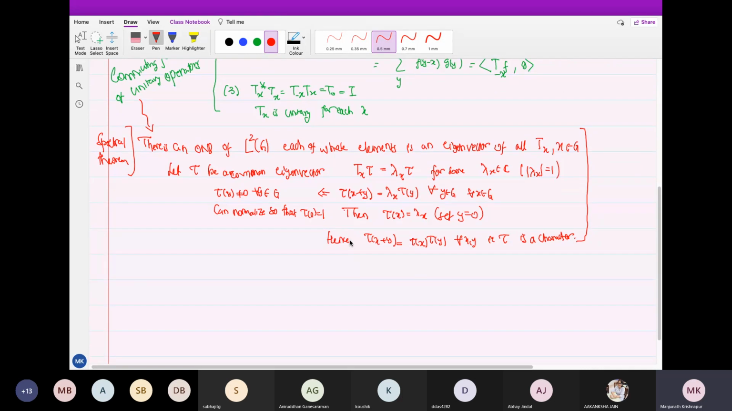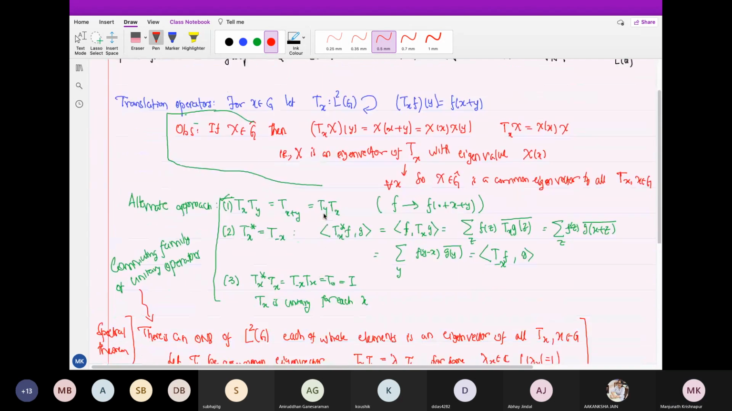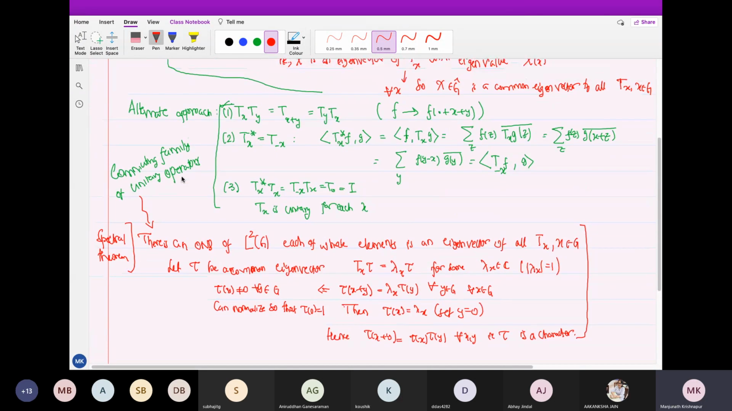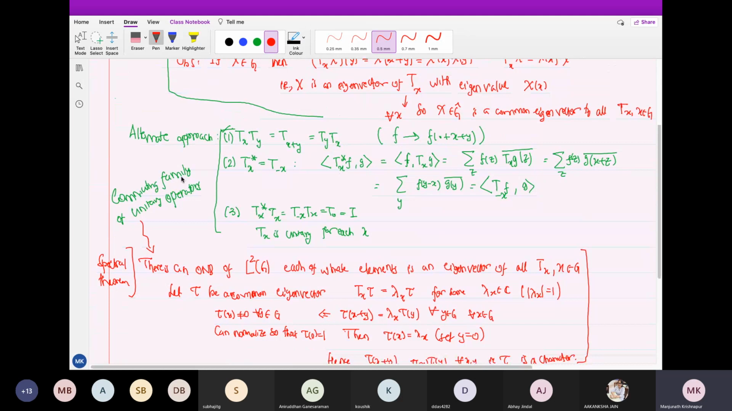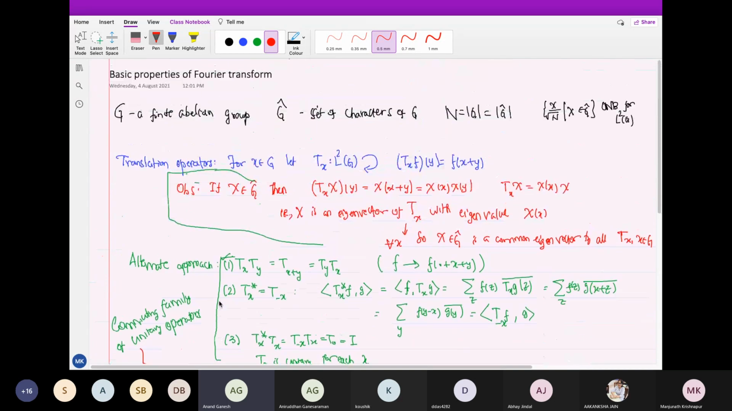Any questions here so far? Okay. So this is characters as eigenvectors of the translation operators. One corollary, question? Yeah, just that statement that characters are eigenvectors. Is that a property of abelian groups? Is that the sort of general setting?